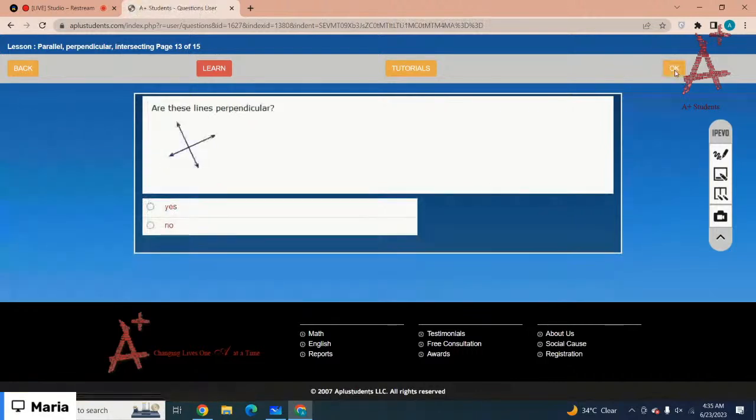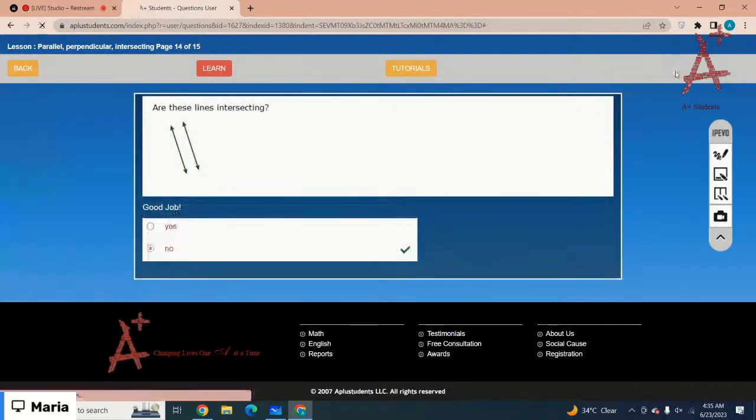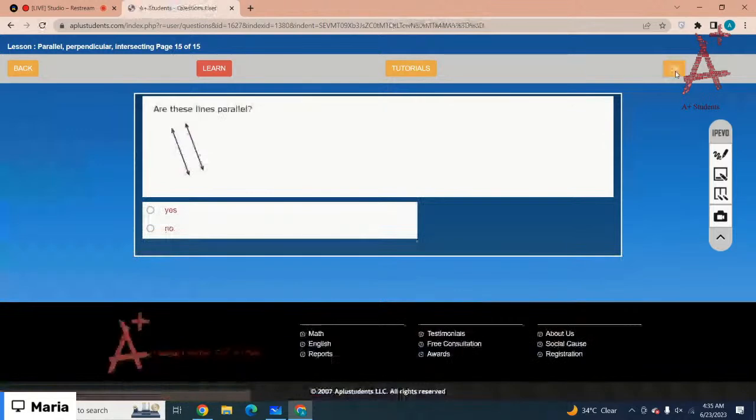Are these lines perpendicular? Yes, they are perpendicular. They make the angle 90 degrees. They are perpendicular. Are these lines intersecting? No, they are parallel. Are these lines parallel? Yes, they are parallel. Got it. We are done with the lesson.